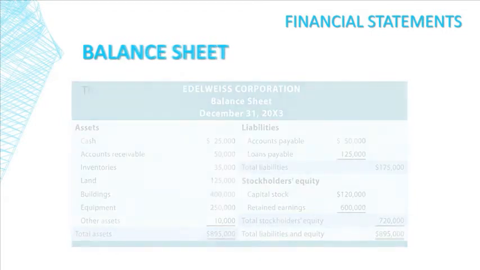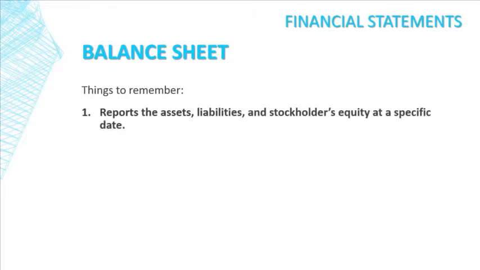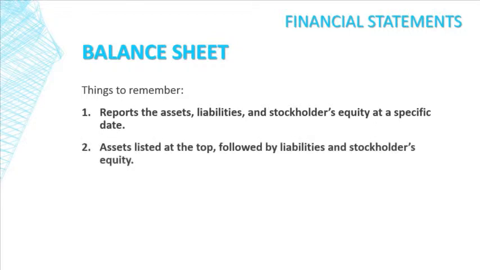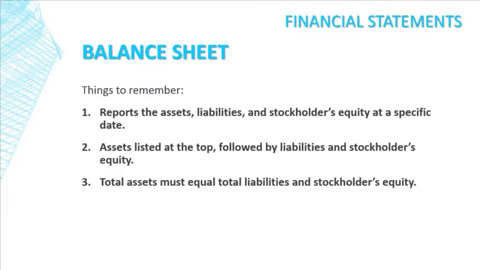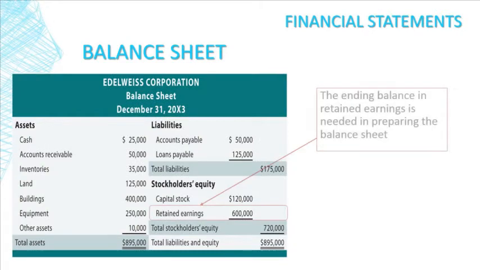Things to remember in the balance sheet. The balance sheet reports the assets, liabilities, and stockholders' equity at a specific date. Assets are listed at the top, followed by liabilities and stockholders' equity. Total assets must equal total liabilities and stockholders' equity. The ending balance in retained earnings is needed in preparing the balance sheet. Here, you can see the retained earnings.